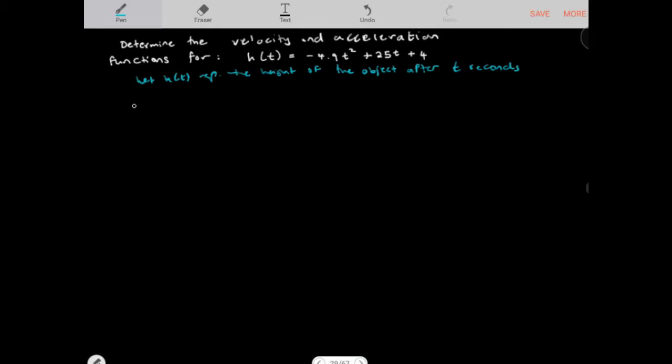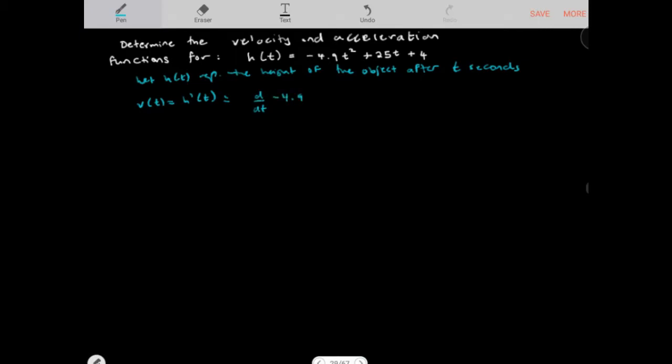So if we're looking at velocity, velocity is the first derivative function, right? So v(t) here is h prime of t, and h(t) represents the position on the y-axis, right? So velocity is the rate of change of position. H prime of t, you do the derivative of each portion, right?